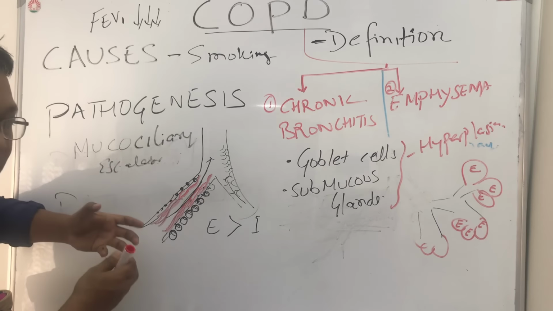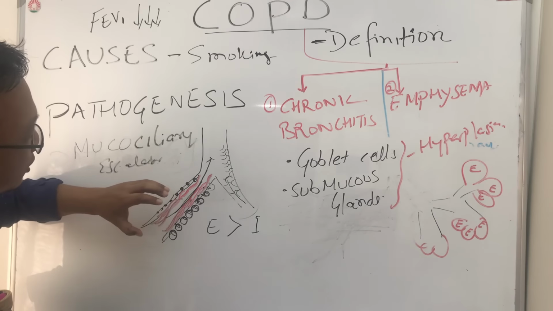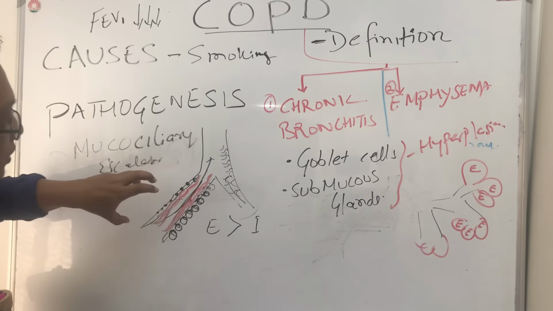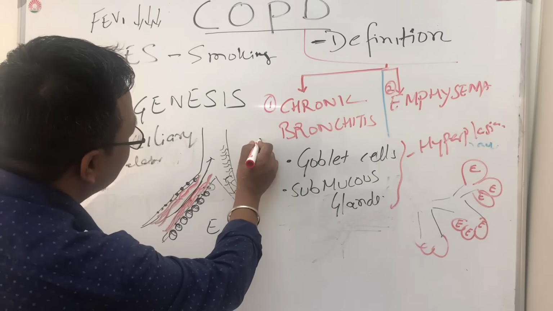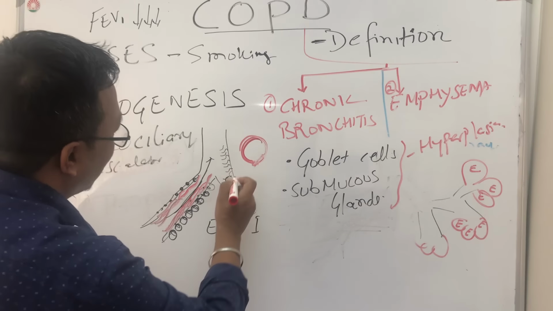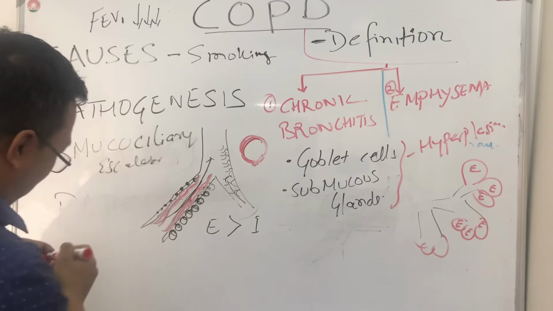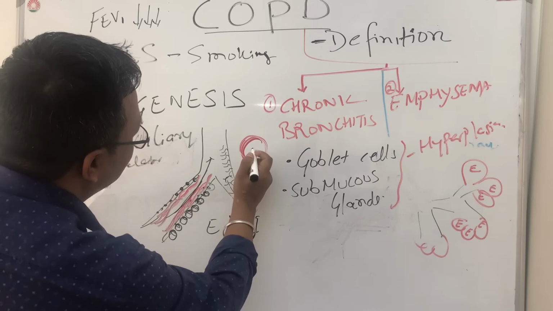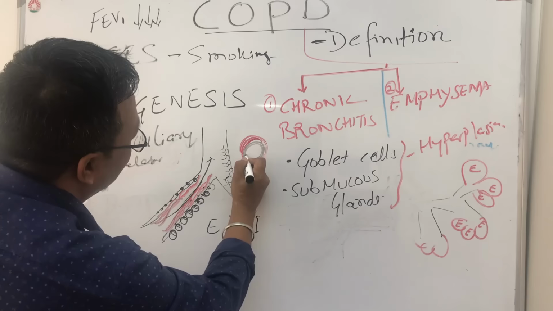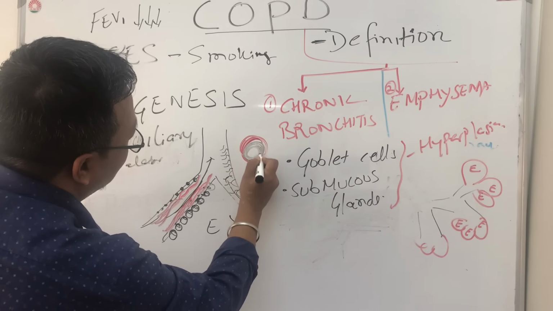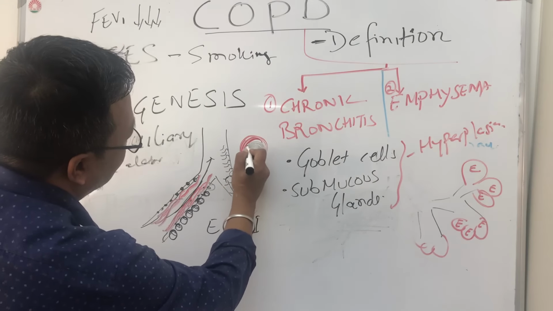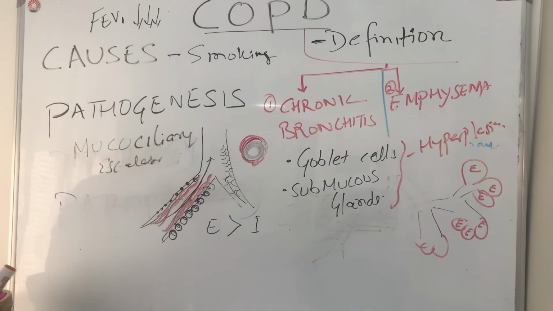So now when this function is lost, this mucus has become stagnant, and as a result, it is obstructing the airway. So you can imagine this is an airway, and it has lots of mucus inside. So as a result, the lumen of the airway becomes quite narrowed. So again, remember, expiration is more difficult here in COPD than inspiration.